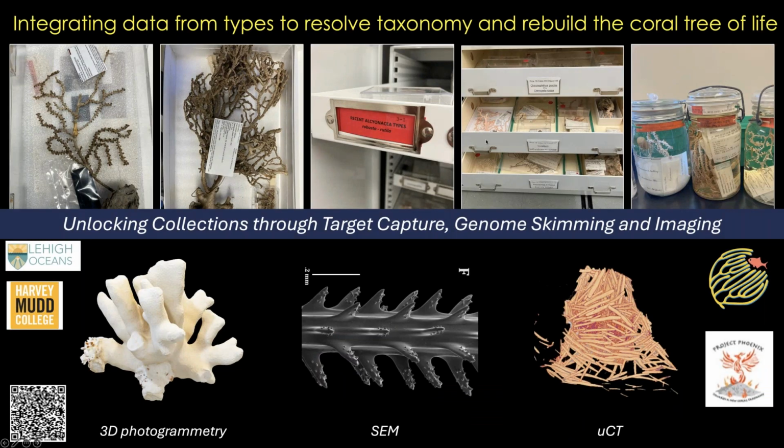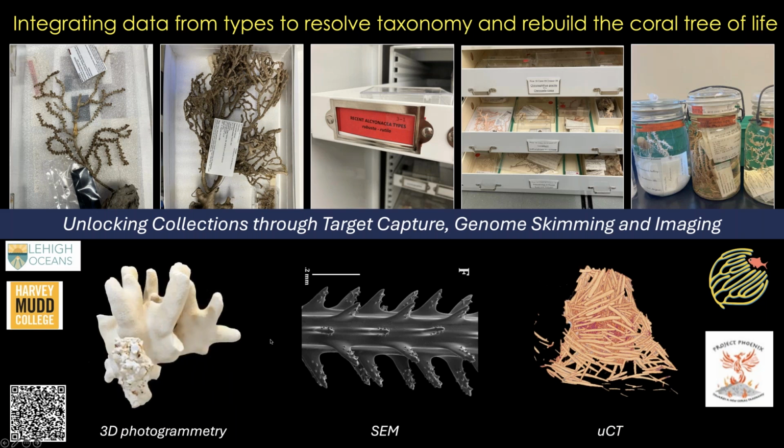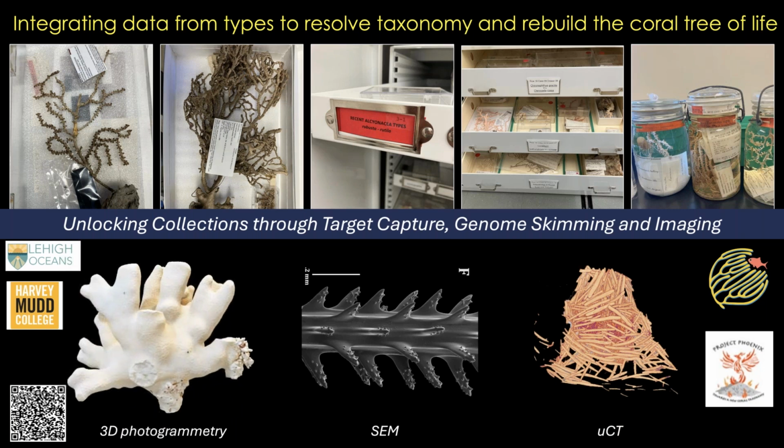So what we are doing now is really working towards integrating data from museum specimens, including types, to help resolve taxonomy and rebuild the coral tree of life. We're really unlocking collections through not only target capture, but genome skimming, which we'll talk about in a little bit, and through new imaging approaches, including 3D photogrammetry, scanning electron microscopy, and micro CT.